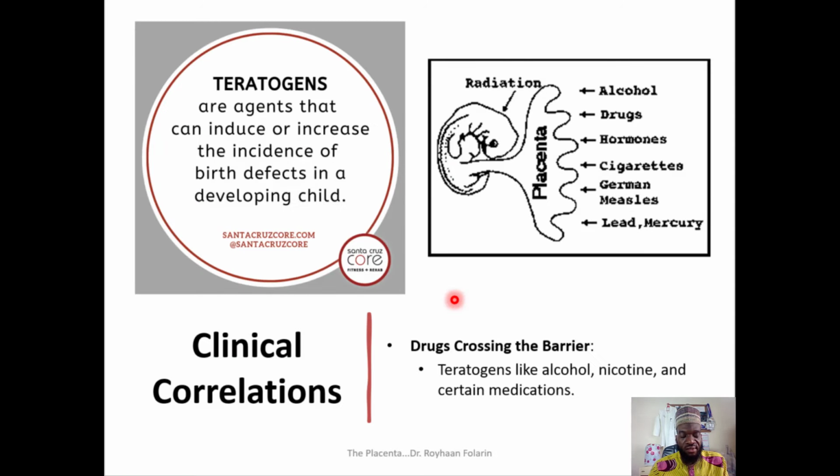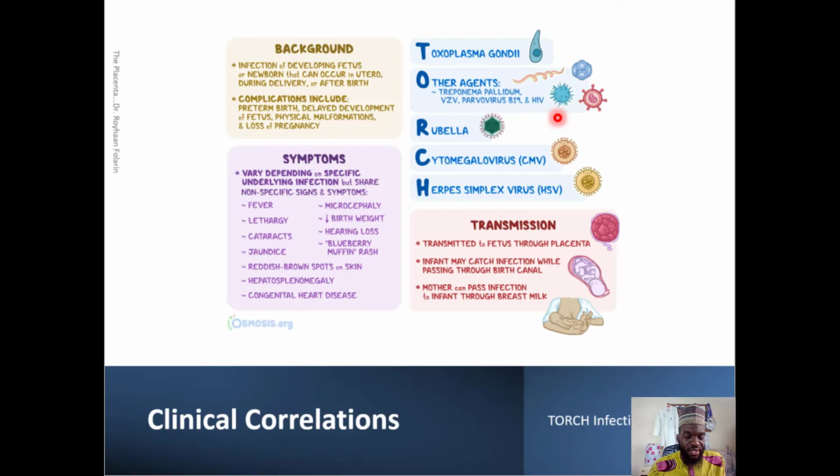Also, a clinical correlate is the fact that a number of substances can cross the barrier. It's a fertile ground for teratogens like alcohol, nicotine, and other medications, cigarettes, lead, mercury to cross into the child, especially when taken during the critical periods of pregnancy. So teratogens are agents that can induce or increase the incidence of a birth defect in a developing child. And they range from all of these examples that have been given. So the placenta is also the window for that to happen.